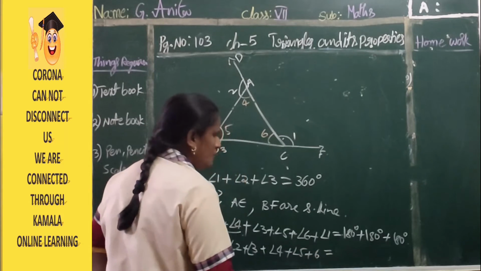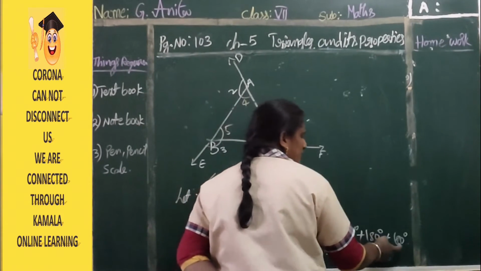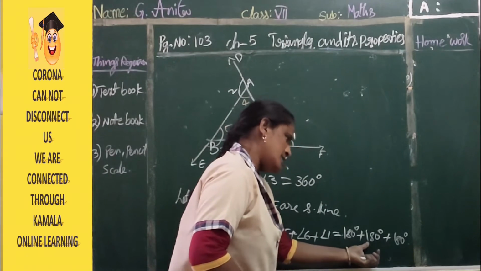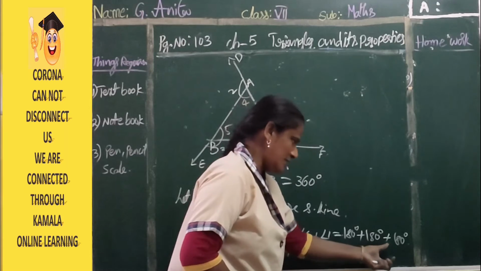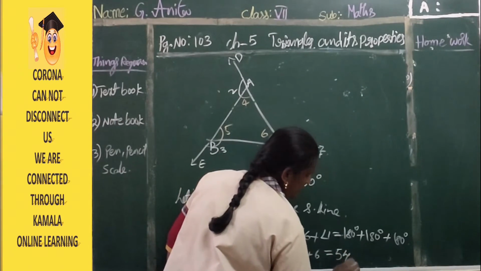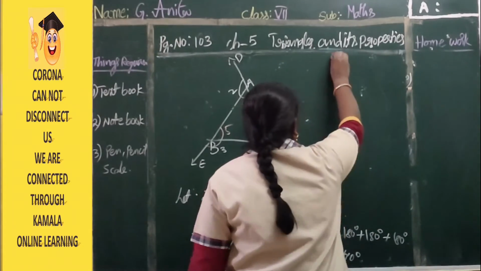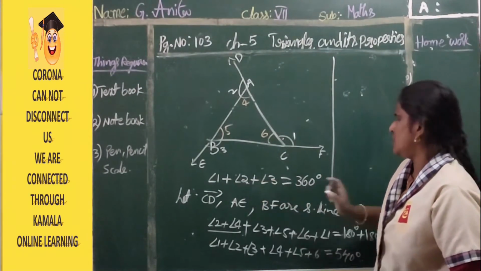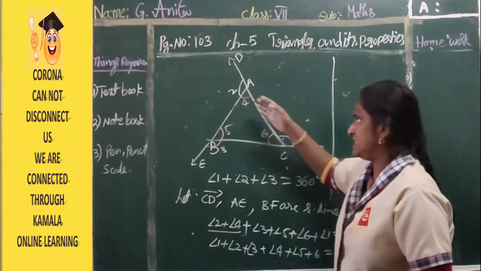It should be equal to 180 plus 180 plus 180. How much? 180 plus 180 is nothing but 360. 360 plus 180 is nothing but 540. So 540 degrees. So we need to prove angle 1 plus angle 2 plus angle 3 is equal to 180 degrees. We know the exterior angles.